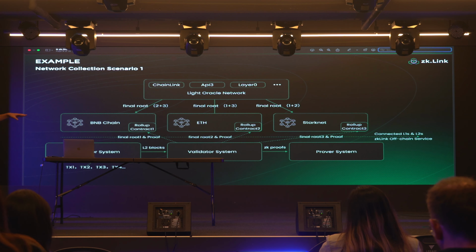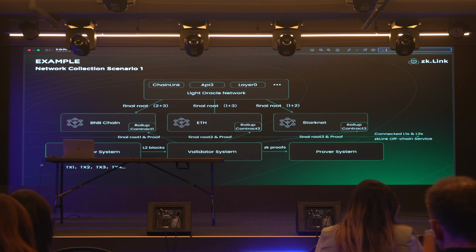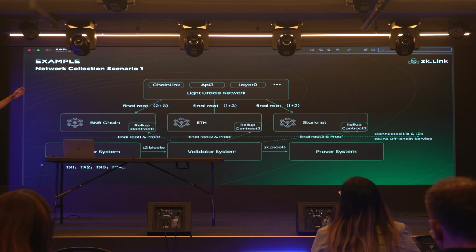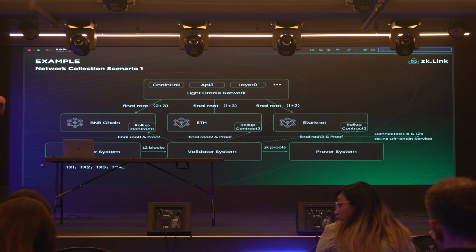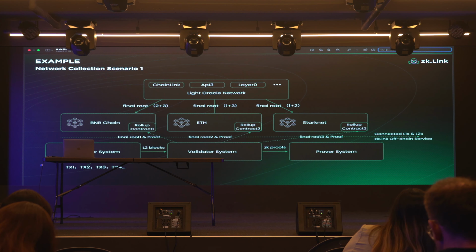On this graphic, you can see that the zk.Link auction service provides the sequencing service to batch the transactions, generate a block, and then generate a proof. Then the validator system posts the proof together with the state roots to the different base chains that they connect to. The rollup contract will verify the proof. At the same time, the final roots sent to each contract are not necessarily synchronized.